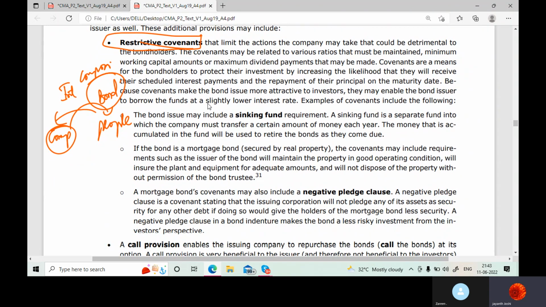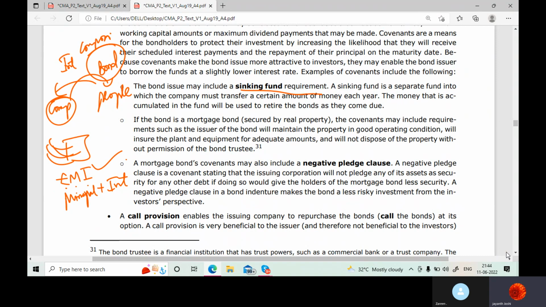Now, a bond issue may include sinking fund requirements. The company makes a separate fund and accumulates money in it to repay the people. They make the payments in the form of EMI, easy monthly installments. You know, EMI is a combination of a principal element plus interest. So they deposit money in a fund and from that they make the payments.